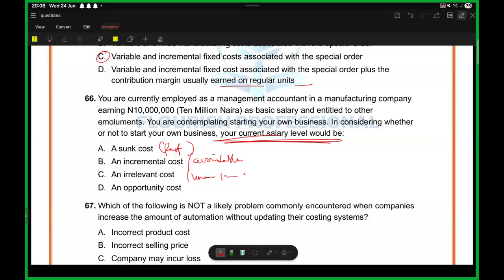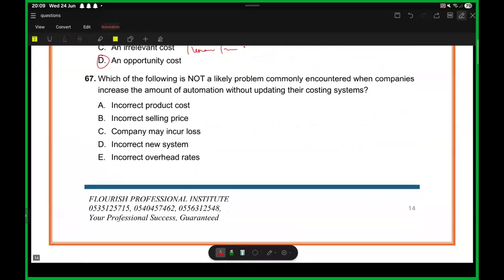So what would be the answer to question number 66? Opportunity cost. Exactly. If you start your own business, you won't get your current salary of 10 million naira. The benefit you lose in the alternative forgone is called opportunity cost. Let's go to 67. Which of the following is not a likely problem commonly encountered when companies increase the amount of automation without updating their costing system?